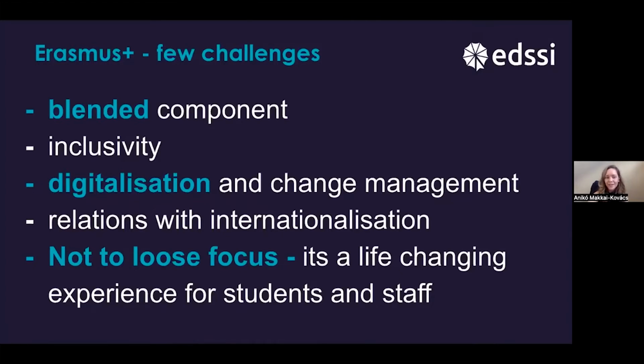Digitalization and change management, that we are going to discuss mainly today. Relations with internationalization. The Erasmus program is one of the main pillars of internationalization, but of course it does not cover all of the aspects of that. And between all of this and being super busy, I think the most important thing to consider as an international officer or Erasmus coordinator is not to lose the focus that this is basically a life-changing experience for the students and staff, and this is what we are waking up for every morning, and what we are contributing to. And I think it's a nice and good mission I can really live with.